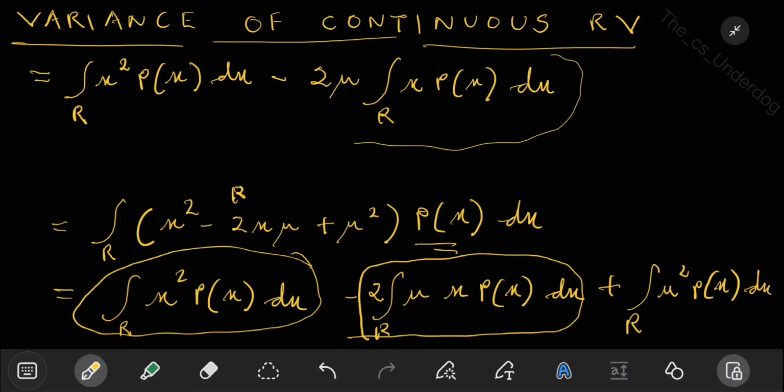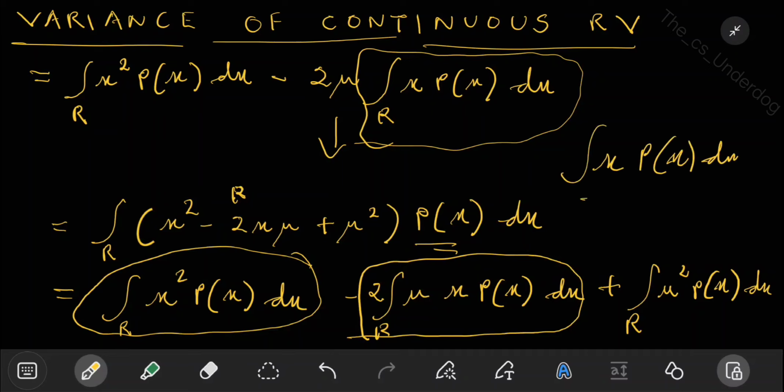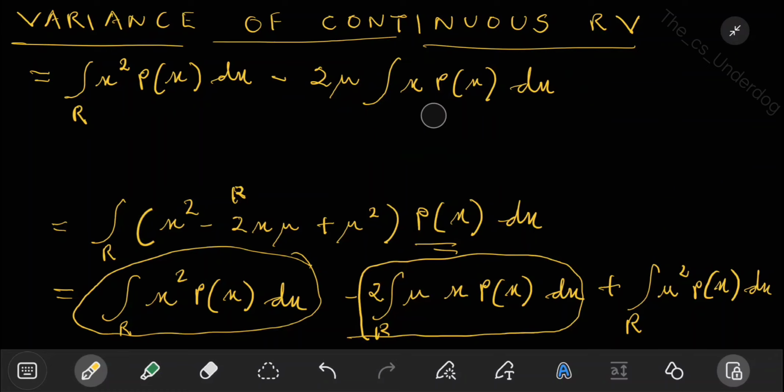Is this term familiar to you? x into p of x dx. What is that? That is the expected value of x. That is mu. What is mu? Mu is the expected value, which is the integral of x into p of x dx. So the term that we got here is mu only. So you can substitute mu here, and this will become mu square.